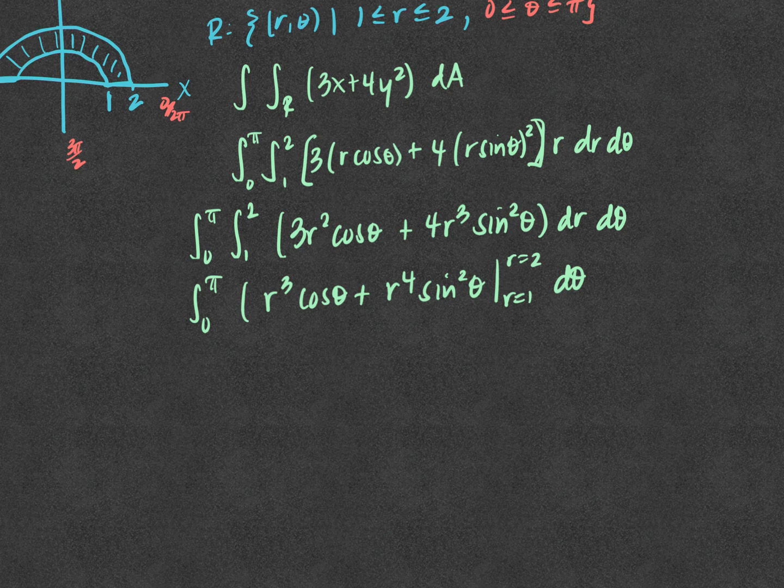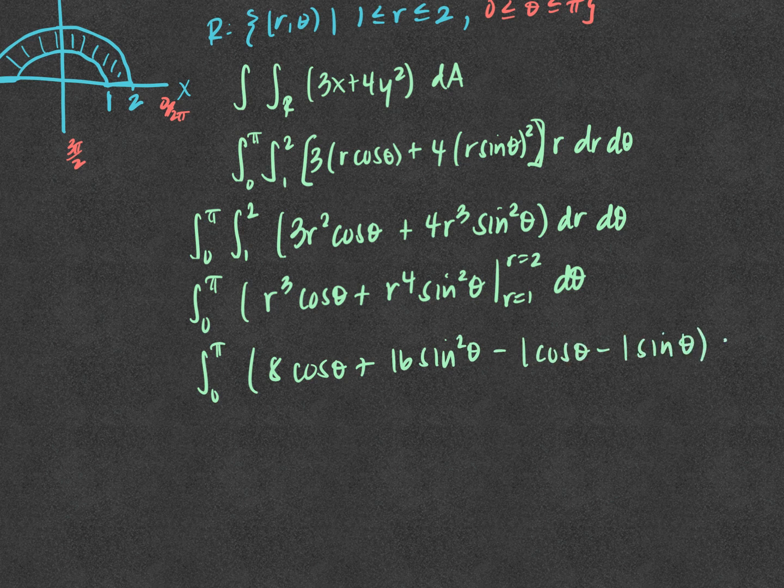I don't always write that in, but apparently I'm struggling with keeping track of my variables today, so let me make a good habit for you. So 2 to the third is 8 cosine theta plus 2 to the fourth is 16 sine squared theta, minus 1 cosine theta minus 1 sine squared theta, d theta. So we have 0 to pi, 8 minus 1 is 7 cosine theta.